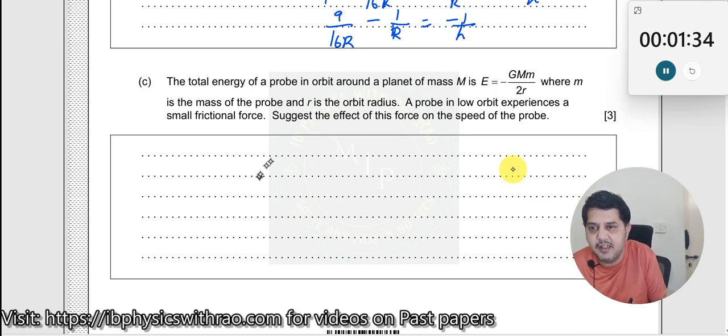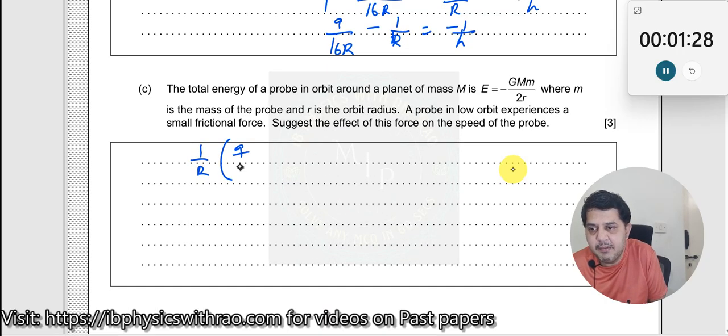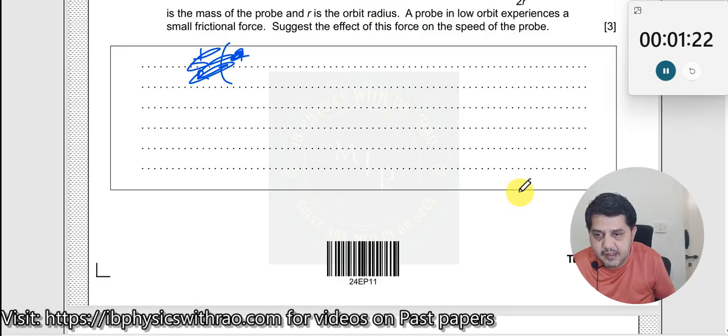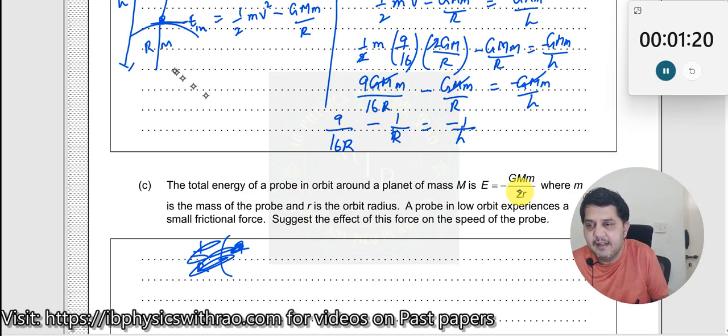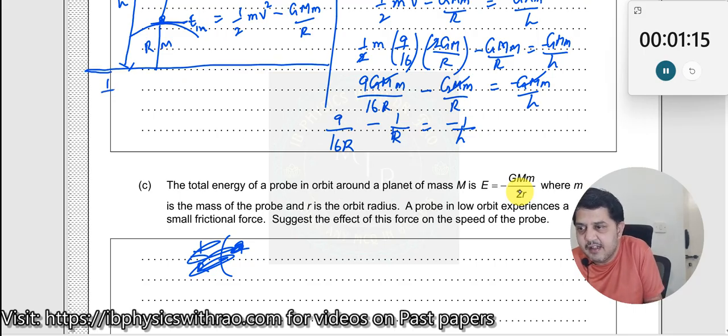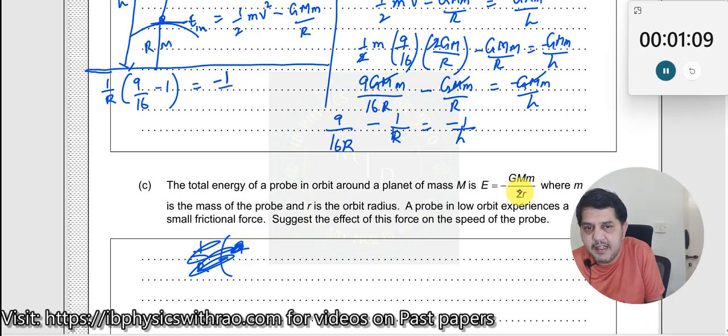I'll write it down here. So this should now be this r common here. I'll write here 1 by r into 9 by 16. Oh, I need to do this also. Okay, I'll not write here. Is there space available here? There's some amount of space. Okay, I'll write it here because I need to continue with this problem, right? So I'll write 1 by r into 9 by 16 minus 1 is equal to minus 1 by h.